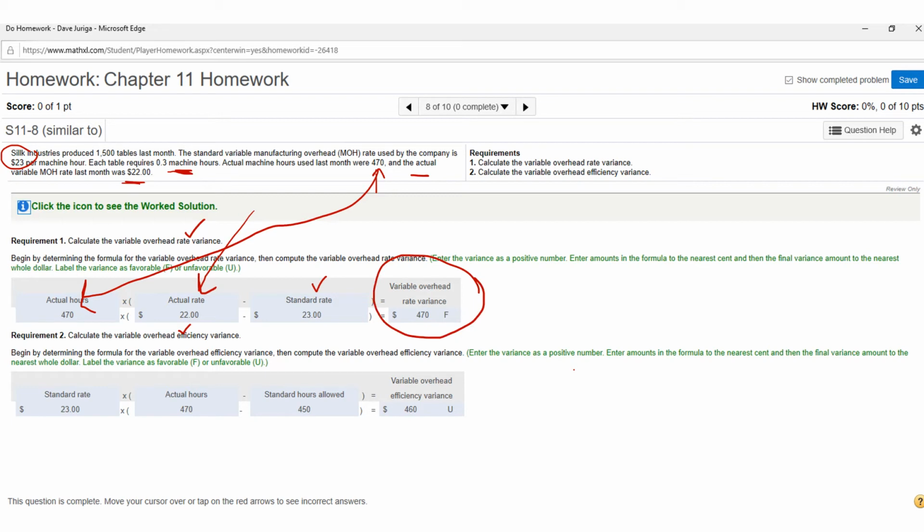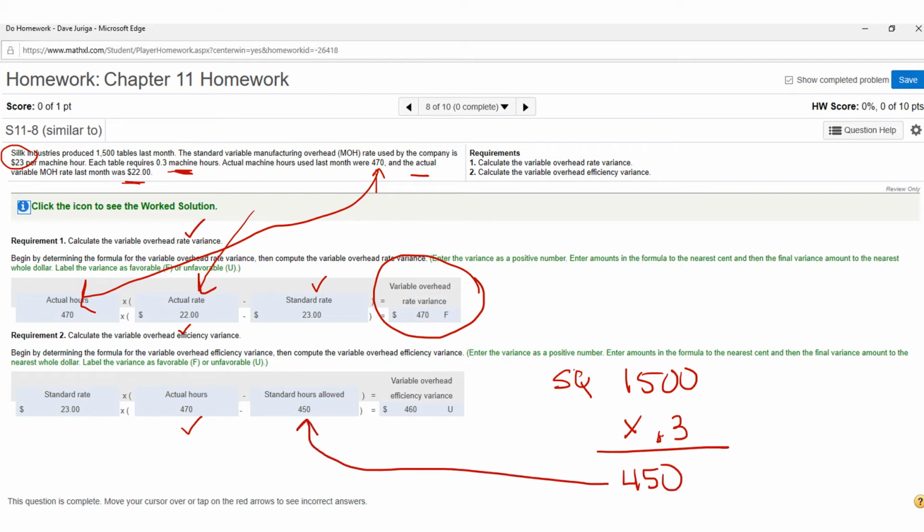Now, on the efficiency variance, you've got actual hours given, 470. You have to calculate the standard quantity again. So somewhere they got to tell you what they produced, and they produced 1,500 tables. For that, you multiply by the input, which is 0.3 hours. They gave you that, 0.3 hours for each table. That gives you standard input of 450 machine hours. There's your standard machine hours.